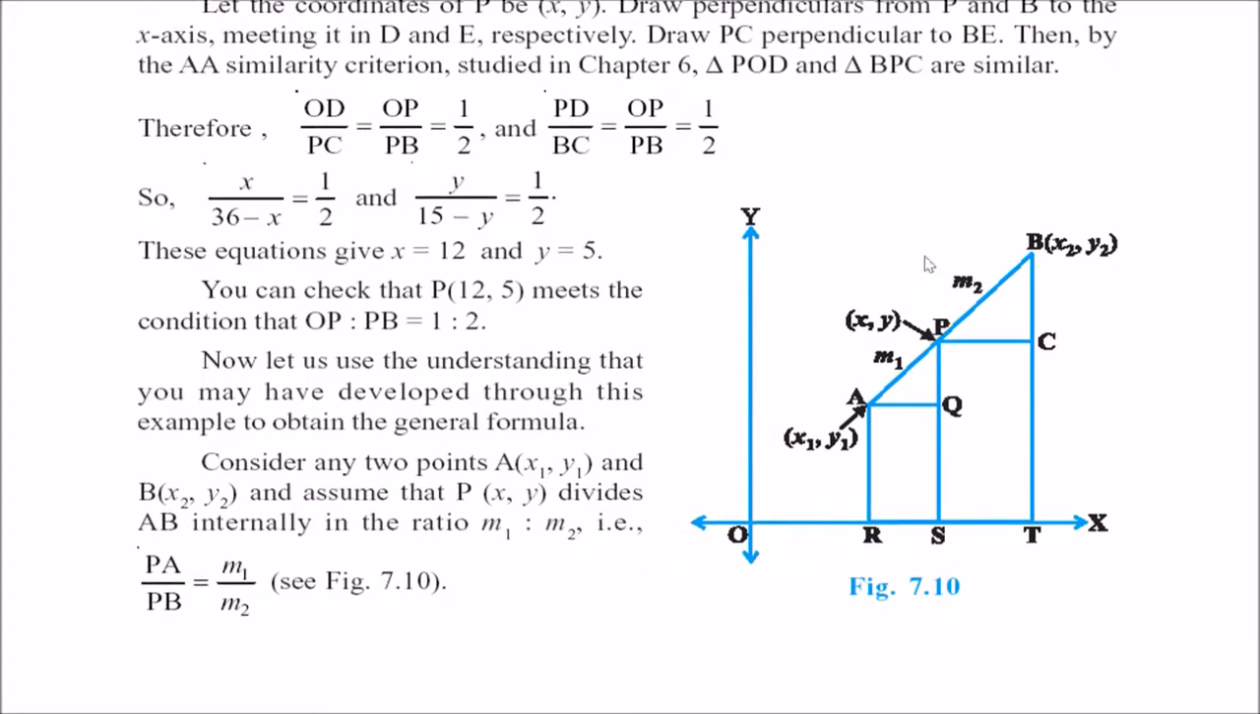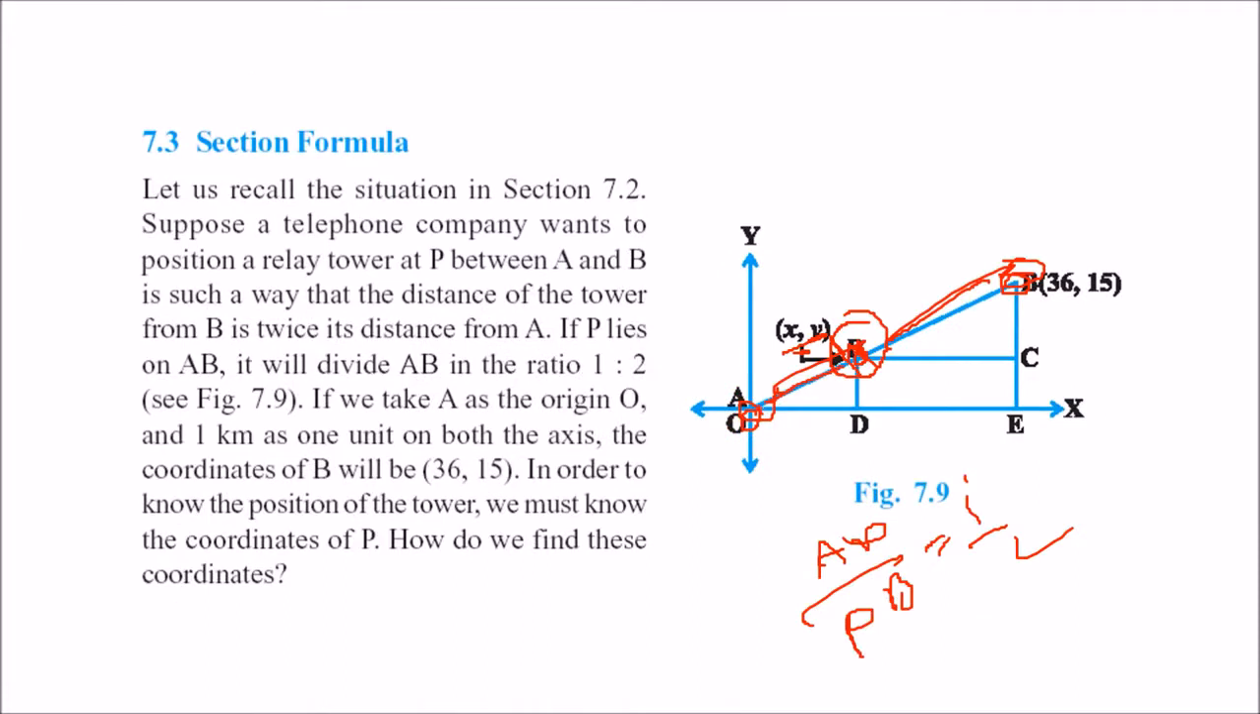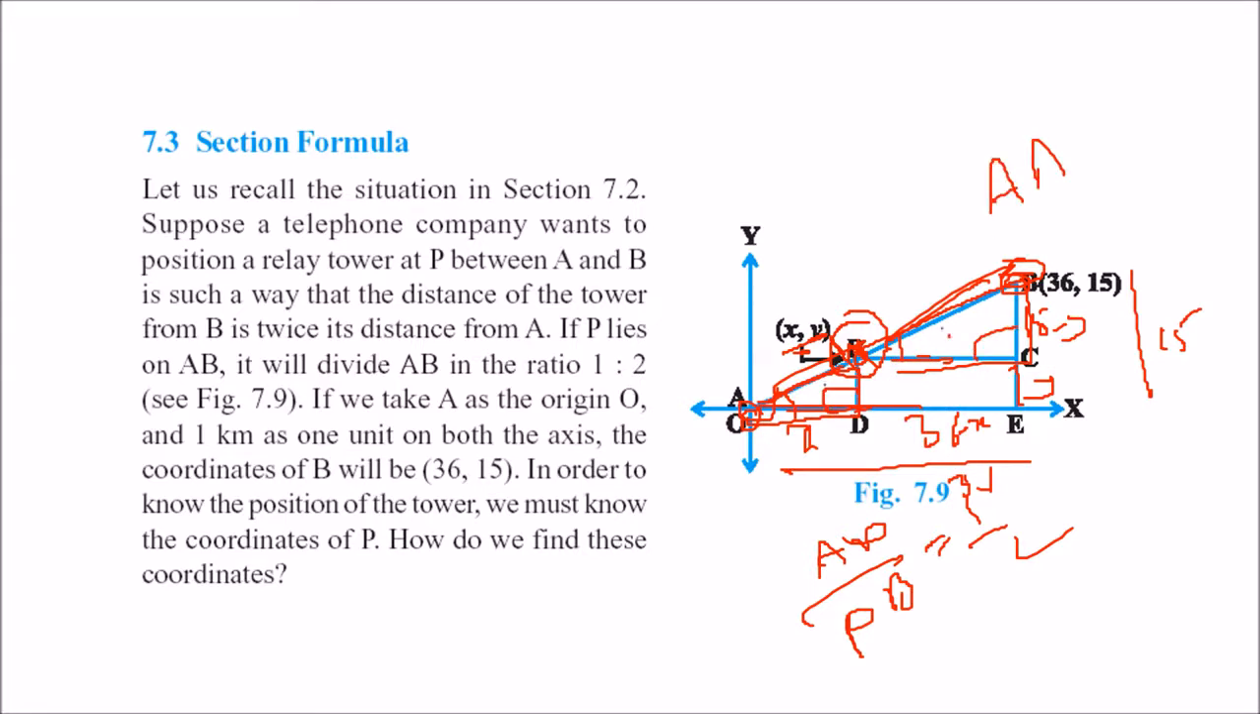Let us take an example. From here to here, this is x. From here to here, it is 36. So what will this be? 36 minus x. What is this? 15. What is this? y. What will this distance be? 15 minus y. So these two triangles, APD and PBC, are similar. Why? These angles are equal because these are parallel lines and these are 90 degrees. So by AA similarity, these two triangles are similar.